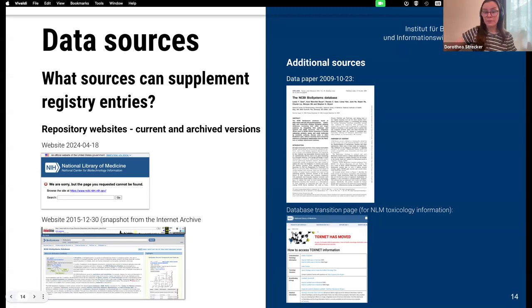So this is very useful information to collect. Sometimes there are also additional sources that can be considered, for example, data papers that describe a repository. These are just brief descriptive papers that outline the content of a repository and its user base, and sometimes you can get information from these sources as well. And sometimes there are also websites with additional information on the shutdown, for example, so-called database transition pages that indicate where the vanished data can be accessed now. These are very useful if you want to trace data custody over time.